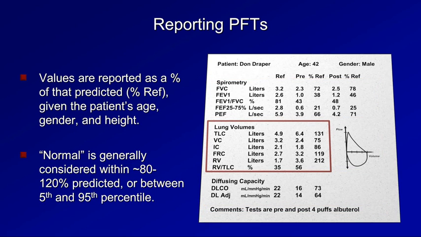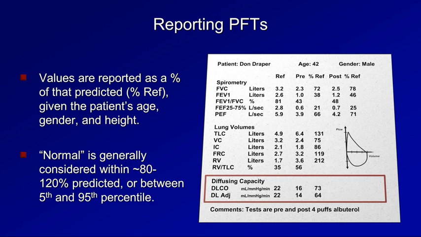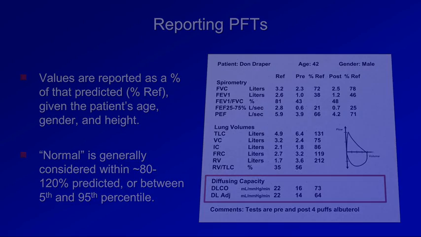The second third of the PFT report is the lung volumes, of which the TLC, or total lung capacity, is the most important. Finally, the last third is the diffusing capacity, or DLCO. That concludes this introduction to PFTs. The next video will discuss spirometry and the flow volume loop.